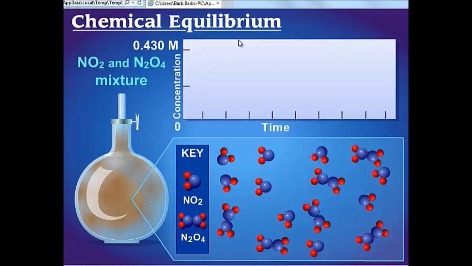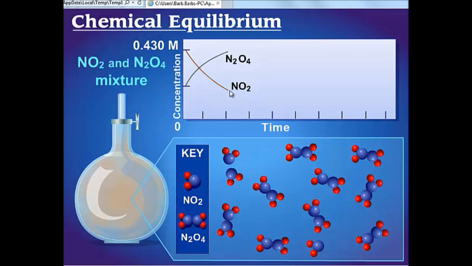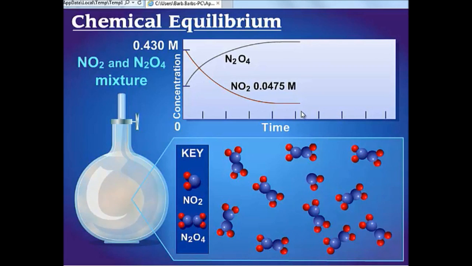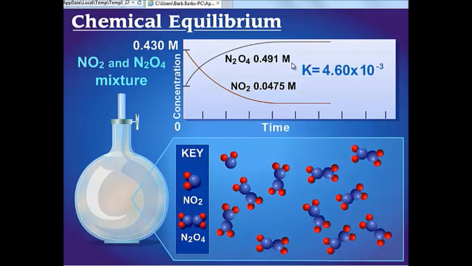Starting with 0.430 molar NO2 and 0.300 molar N2O4, the reaction proceeds toward equilibrium with some NO2 molecules combining to form N2O4 molecules. At equilibrium, the concentration of NO2 is 0.0475 molar, and the concentration of N2O4 is 0.491 molar. Calculating the equilibrium constant, K, we find K equals 4.60 times 10 to the minus 3.